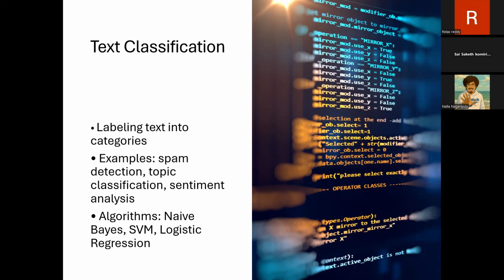When it comes to articles, they can be tagged with categories like sports, finance, politics, and so on. To do this, we first represent the text numerically using techniques like bag of words, TF-IDF, or word embedding. We train machine learning models like naive Bayes, support vector machines, or logistic regression on labeled examples. Over time, the model learns which words or patterns are linked to certain categories. Once trained, it can classify new unseen text with surprising accuracy.